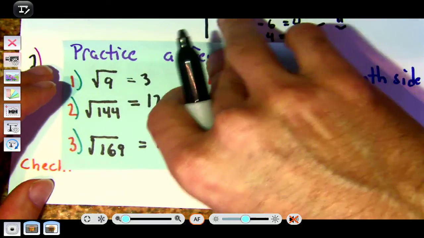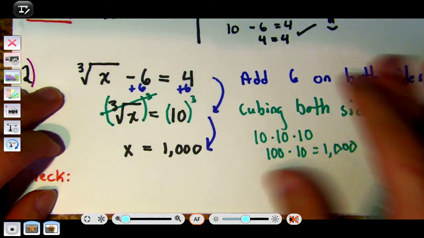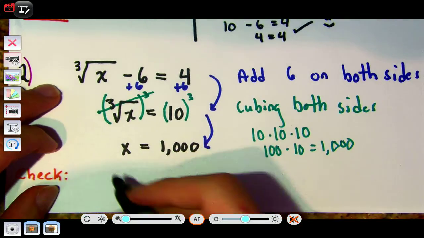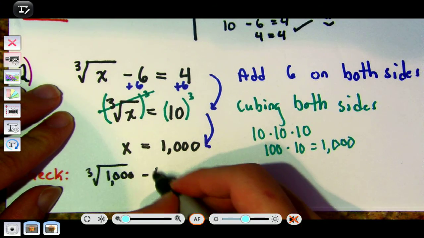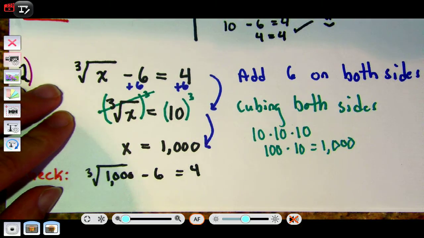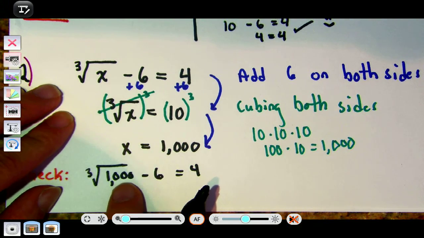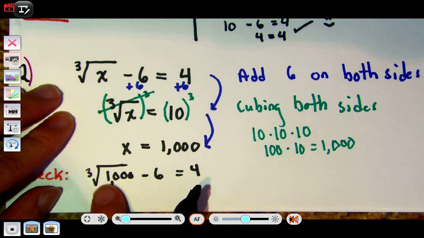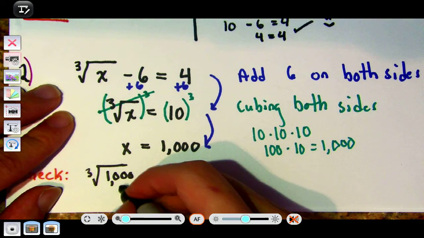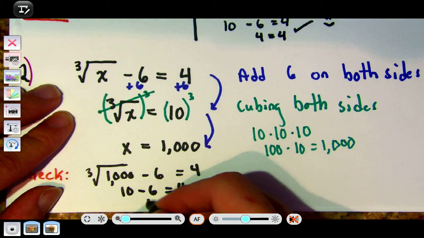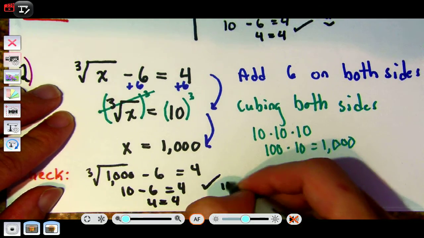So here, just to check it, if we had cube root of 1,000 minus 6, does it equal 4? If I substitute this x back in here, the cube root of 1,000, what number times itself 3 times gives us 1,000? It's 10. So then we just get 10 minus 6 is 4. 4 equals 4. Check. And we're all good.